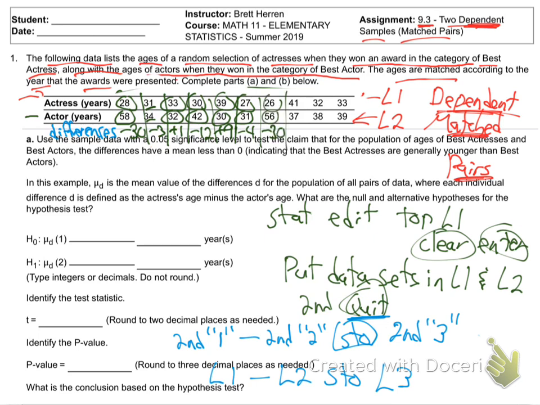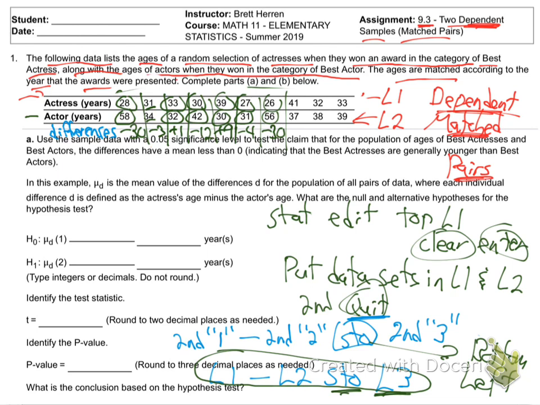Now, a calculator is going to do this automatically for us. We're not going to actually do it by hand. When you type in L1 minus L2, store into L3. By the way, the store button is on the bottom left of the TI calculator.